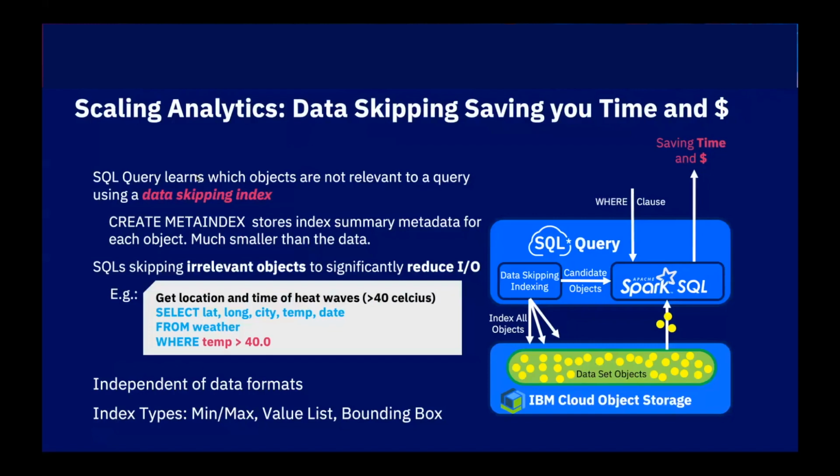Or if you think about location data, you can store so-called bounding box indexes, which means all the data that is in each object is in this bounding box on the coordinate system. Which means if you then come with a query, we can apply additional filtering of I/O. That's why we call it data skipping, before we actually really have to read the data.